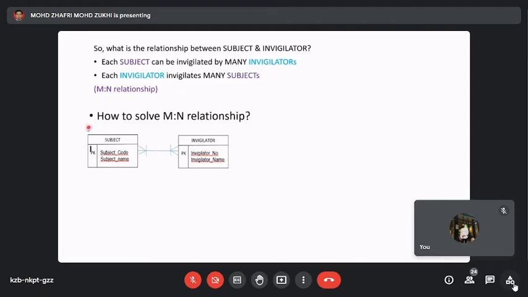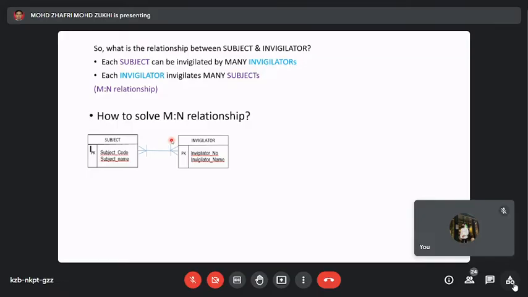Okay, so to make it clearer, we draw the ERD. Okay, so this is the ERD. We have subject, and the primary key is subject code, followed by subject name, and it has a many to many relationship with invigilator. So invigilator number will be the primary key, followed by invigilator name. So we know that they cannot have a direct many to many relationship. So we need to create a bridge relationship.